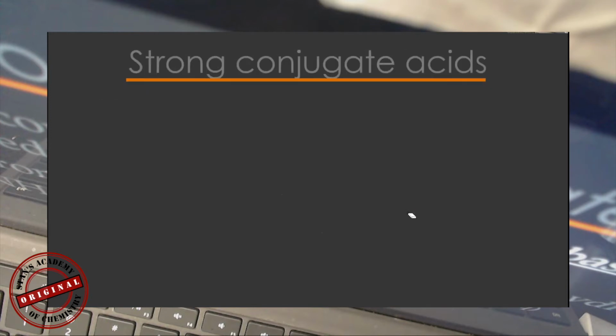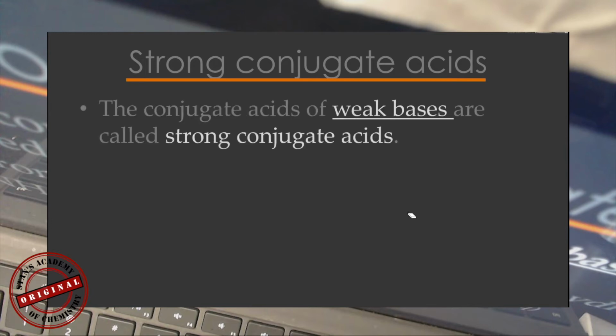Strong conjugate acids, the complementary part. If the strong conjugate base came from a weak acid, a strong conjugate acid will come from a weak base. So one example that is commonly used in most of your problems is ammonia and its derivatives. So you got to memorize that. If you see ammonium hydroxide, you see ammonium, or you see an organic compound which is attached to an NH2 group, they will all be basic in nature. Okay. So the conjugate acids of weak bases are called strong conjugate acids.